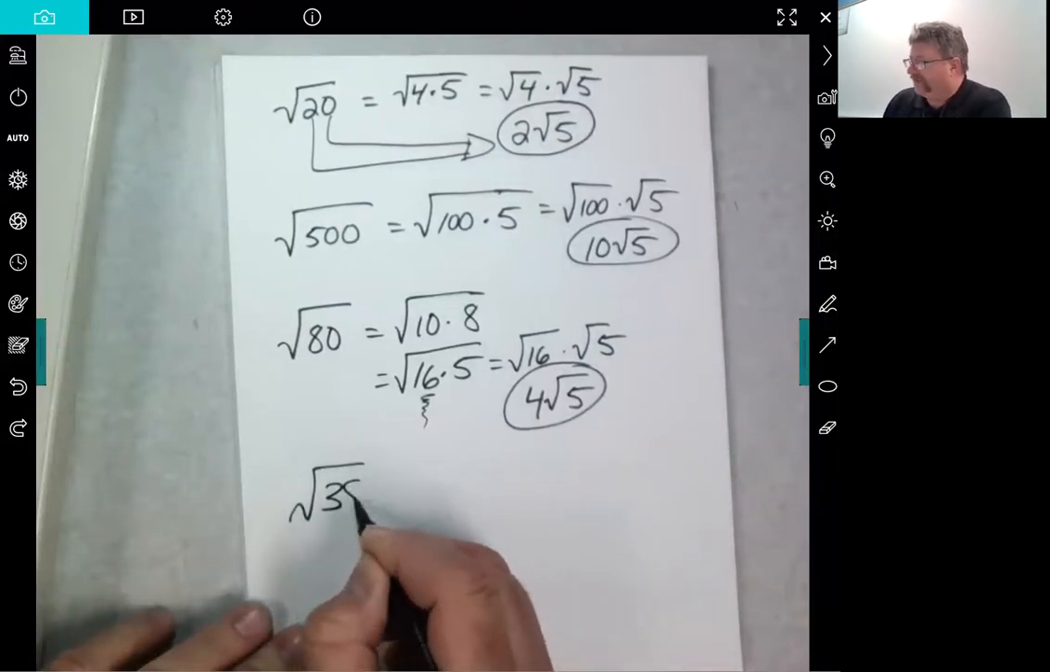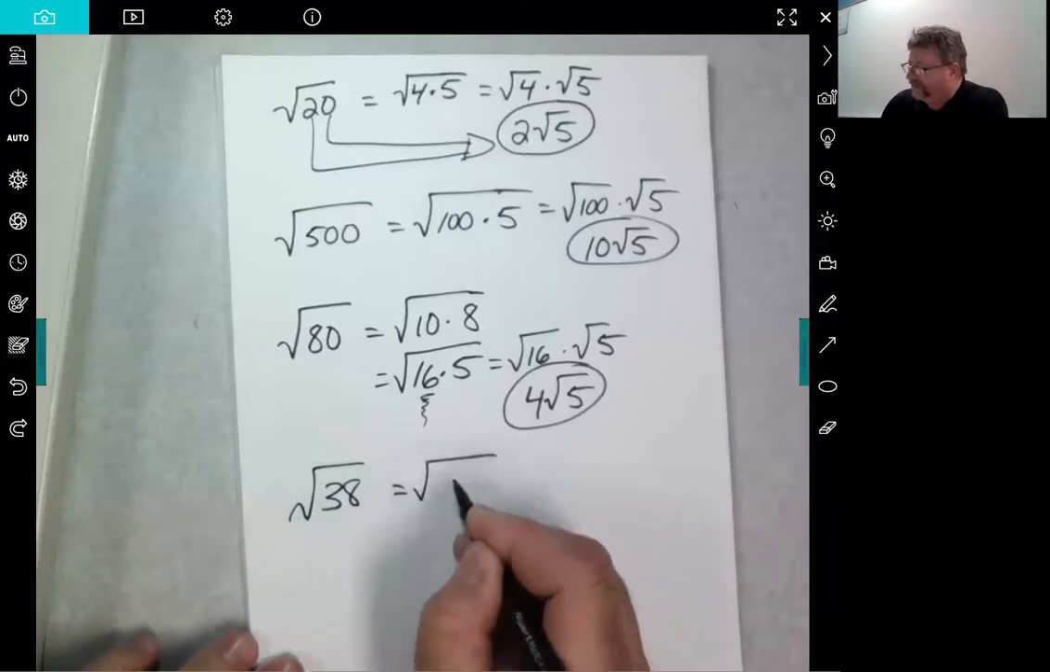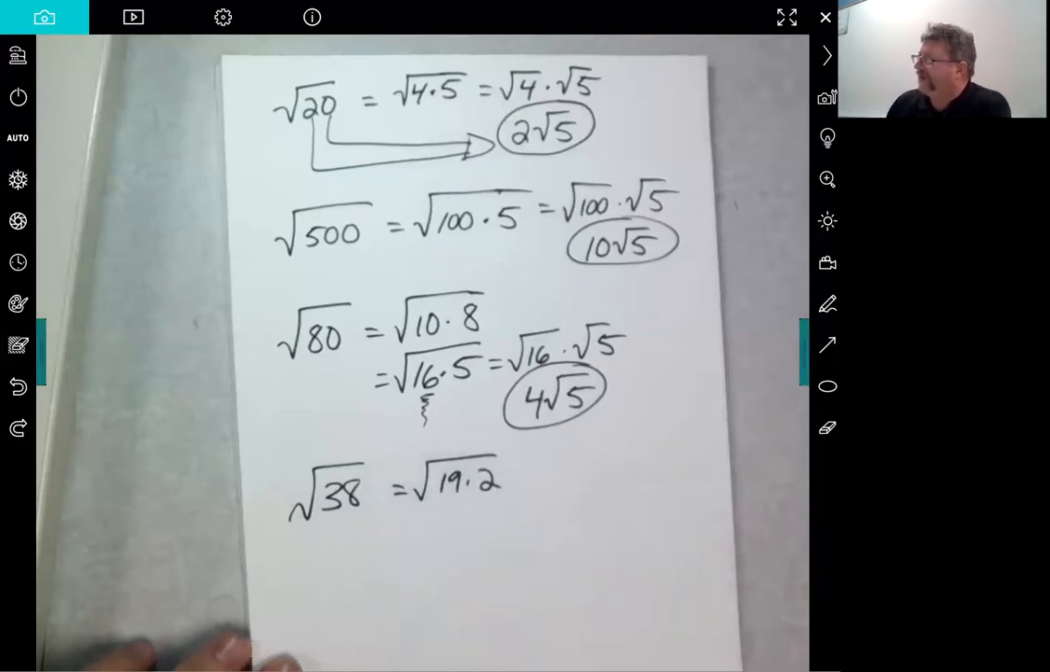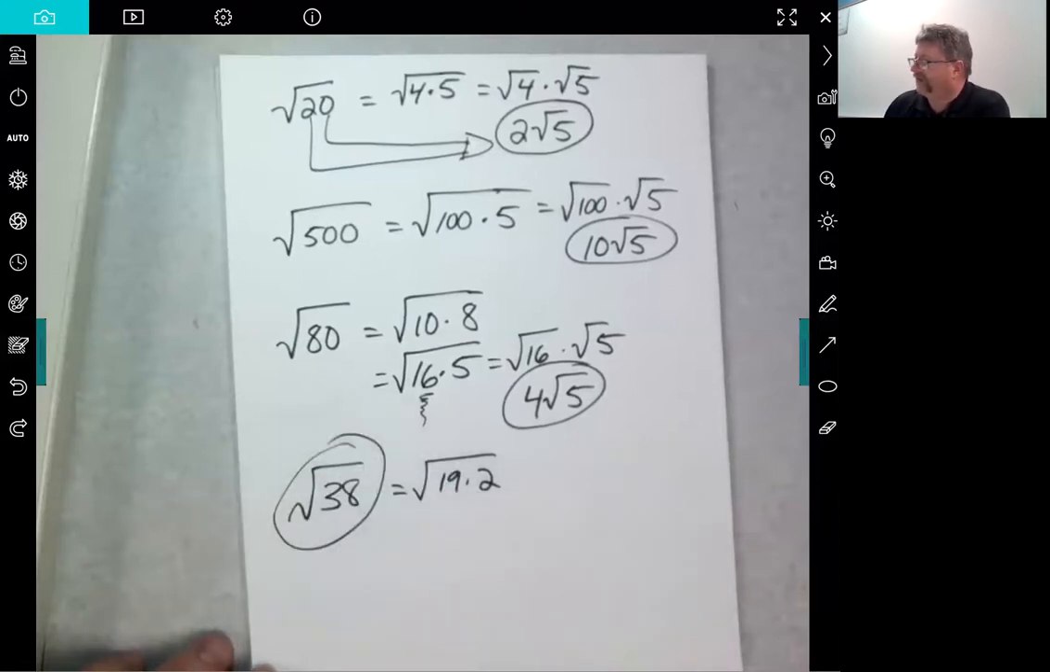Now, if somebody asks you to simplify radical 38, you're going to bust your brain here and say, well, what can I do with a 38? Just a 19 times 2, that's all I can do. And neither one of those is a perfect square, so I can't simplify it. That's as good as I can get.